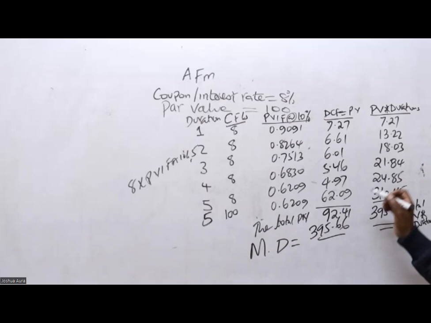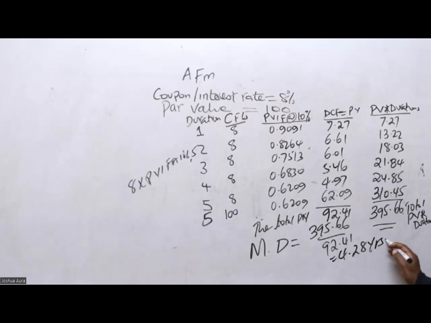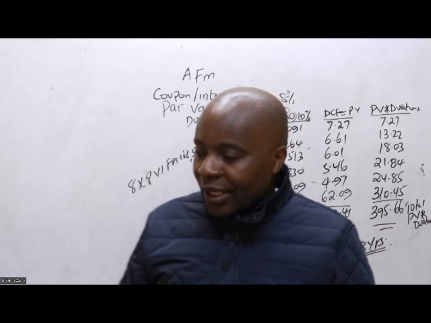Remember, as we said up there, the Macauley's duration is a weighted average. So what are we getting here? 4.28 years. It's my belief that you guys have been able to follow somehow.